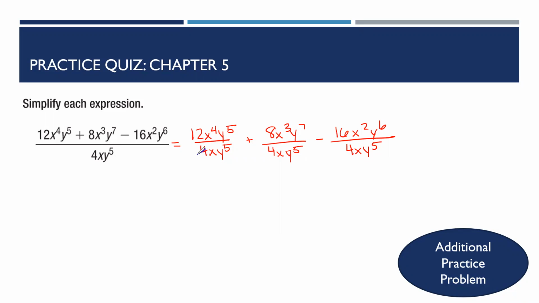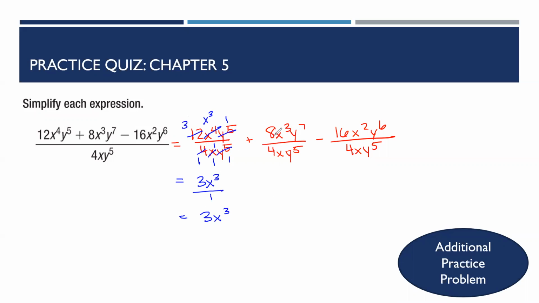So 4 and 12 have a common factor of 4. 4 goes into 4 once, 4 goes into 12 3 times. X to the 4th over x, they have a common factor of x to the 1st power, so this ends up being 1, and this ends up being x to the 3rd power because I subtract. Remember, there's an exponent of 1 here, so I subtract those exponents. And then y to the 5th over y to the 5th is just 1. So what I'm left with is 3x cubed over 1, which is just 3x cubed, okay?